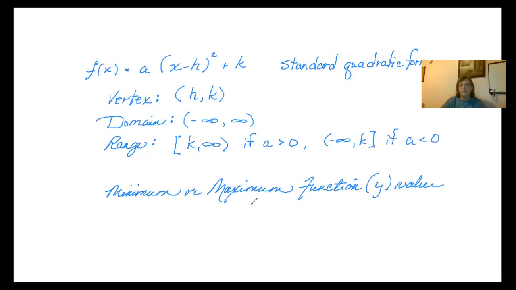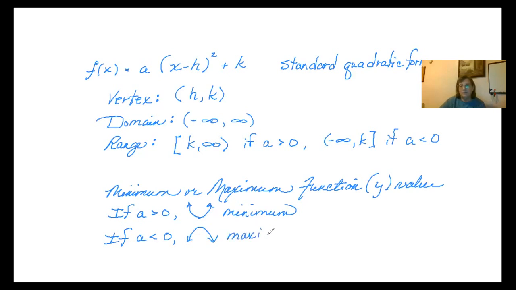Whether it has a maximum or a minimum, again, depends on whether a is positive or negative. If a is a positive number, then it's opening up like this, so it has a minimum. If a is less than 0, that means it's opening down because it's being reflected across the x-axis. In that case, it has a maximum.